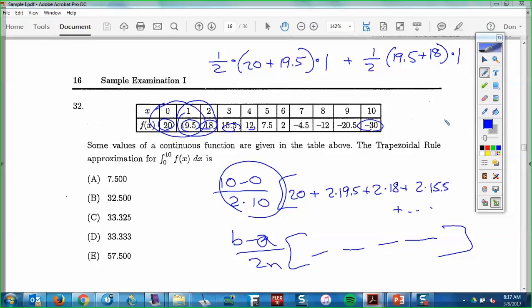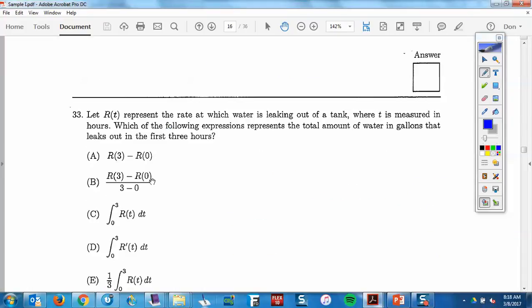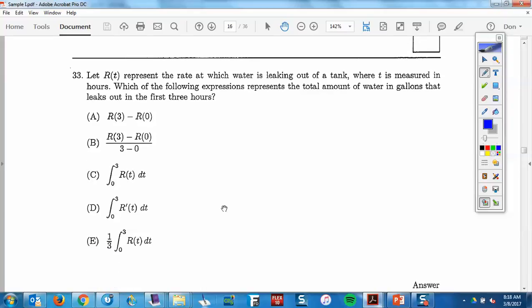But we said, hey, we can pull out the 1/2. We can pull out the 1. That's what this is. That's the B minus A over 2n. And then we can just add up 1 of those, and then 2 of those, and then 2 of those. Okay? So that's connected to what we were just talking about here, trapezoid. Okay? All right, here's another example, 33.